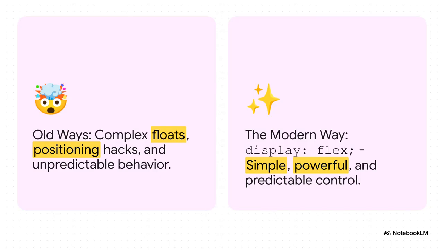Now, to really get why Flexbox was such a game changer, you have to remember the dark ages of CSS. We used to rely on this total nightmare of hacks and workarounds with things called floats and positioning. It was messy and super unpredictable. And now, all that pain can often be replaced with just one single line of code. That is a massive leap forward.